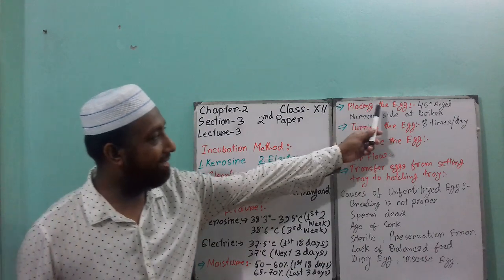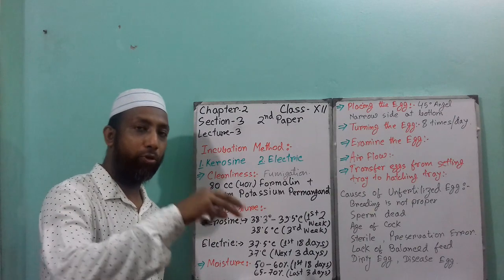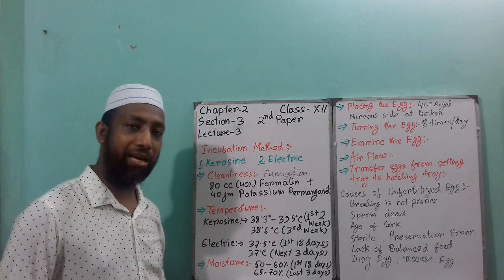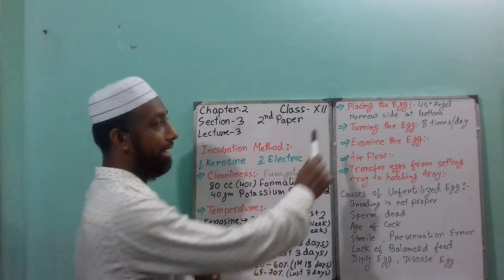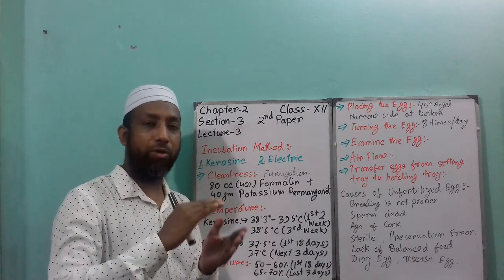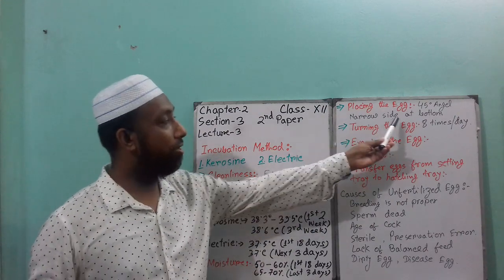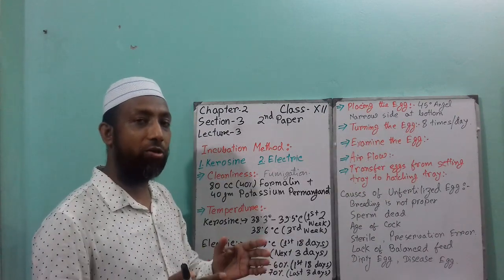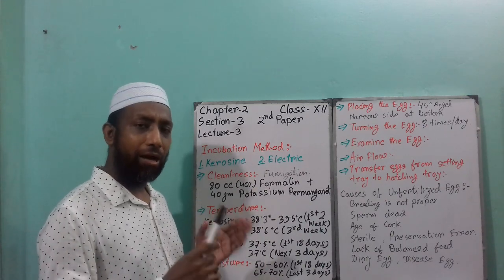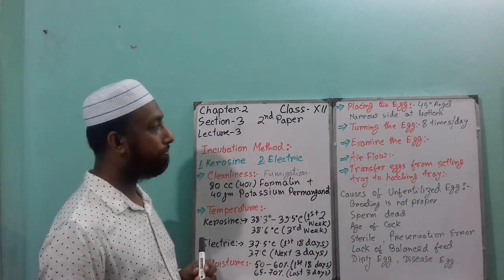Next point is placing the egg inside the incubator. You have to put the egg properly. Every egg should be put at a 45-degree angle with the narrow side at the bottom. We know that an egg has two sides: one is the wide part and the other is the narrow part. The narrow part definitely goes on the bottom side and the wide part on the top side. If you put it like that, it will be good for your egg hatching, and definitely at a 45-degree angle.